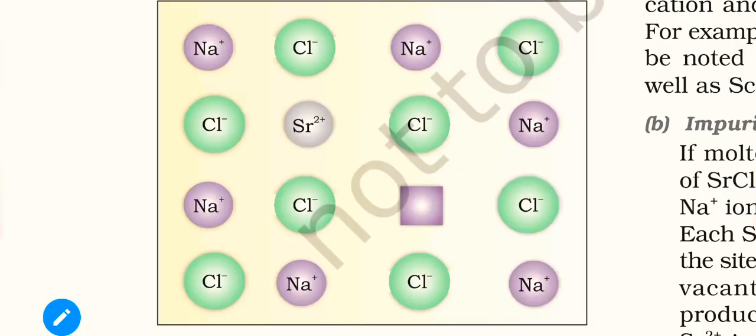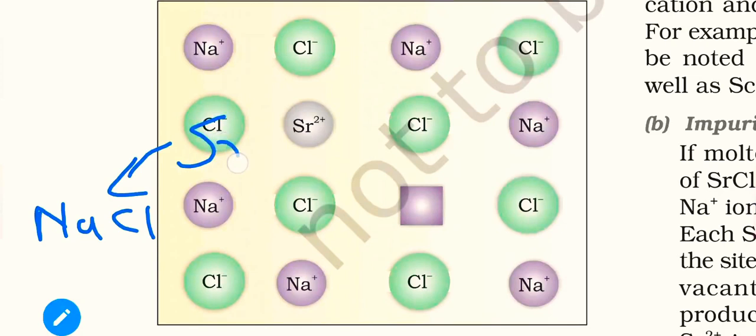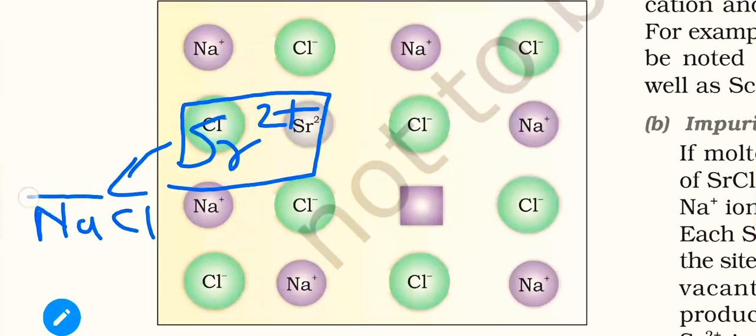Now let us move on to our next type, impurity defects. As the name suggests, we are going to add impurities to our pure crystals. Let us use the example of NaCl as mentioned in the textbook. Here we have a NaCl crystal with some impurity of SrCl2, that means we are adding SrCl2 to NaCl. What is the difference between them? In SrCl2 the cation has a plus 2 charge, while in NaCl the cation has a plus 1 charge. Negative ions are common in both of them.